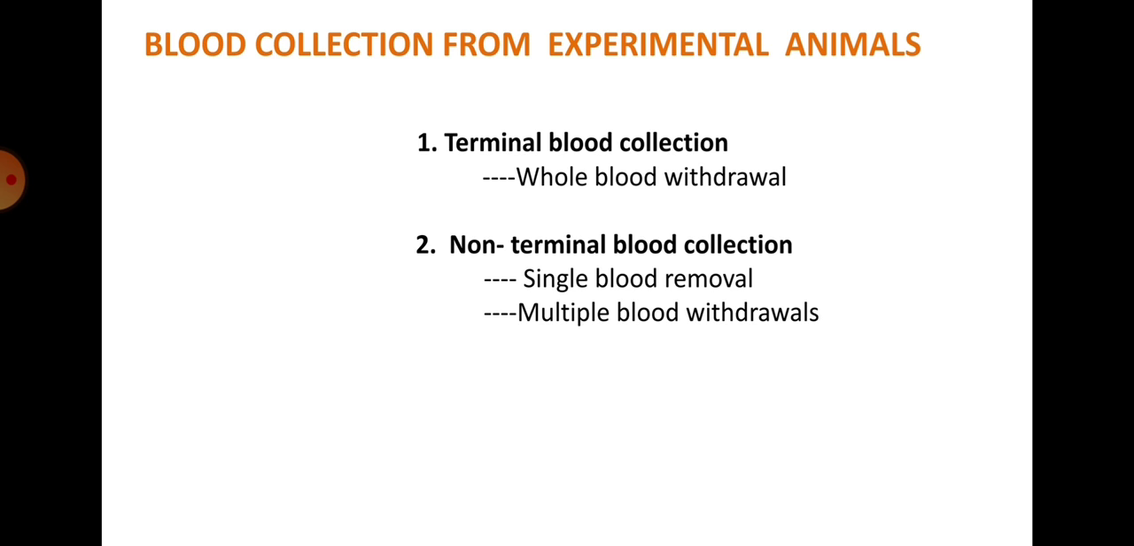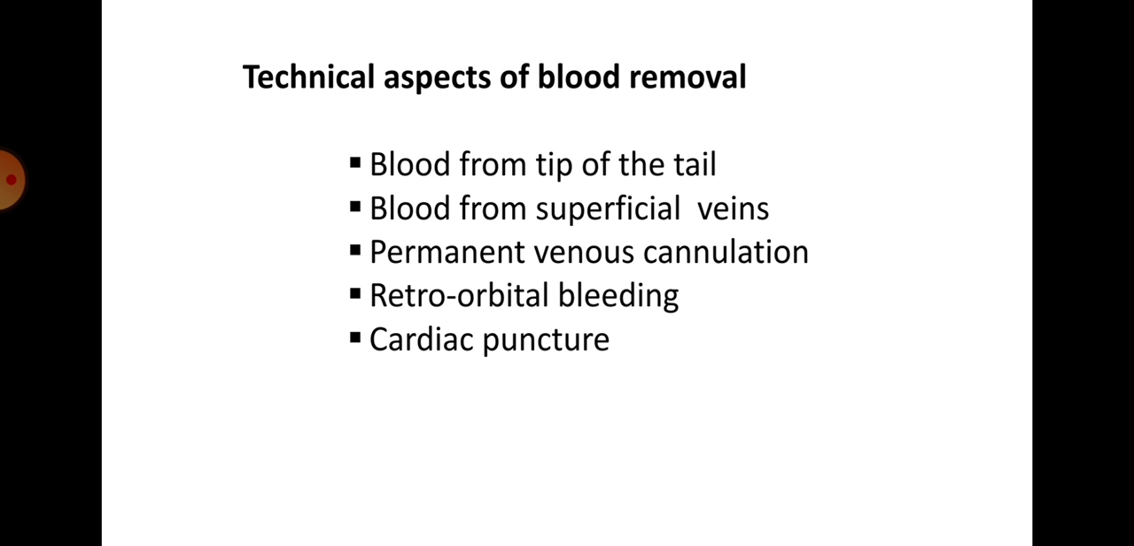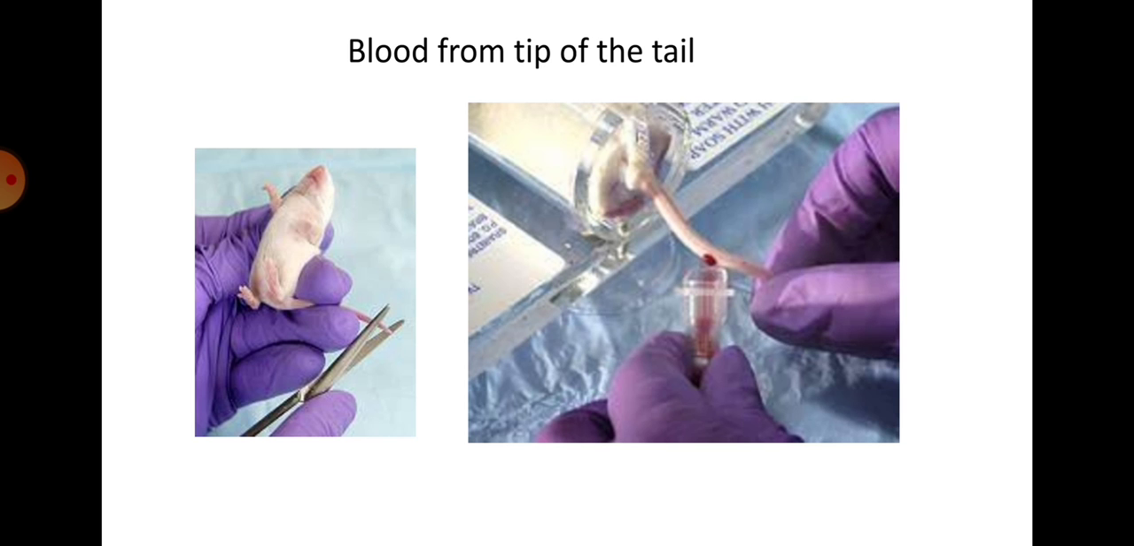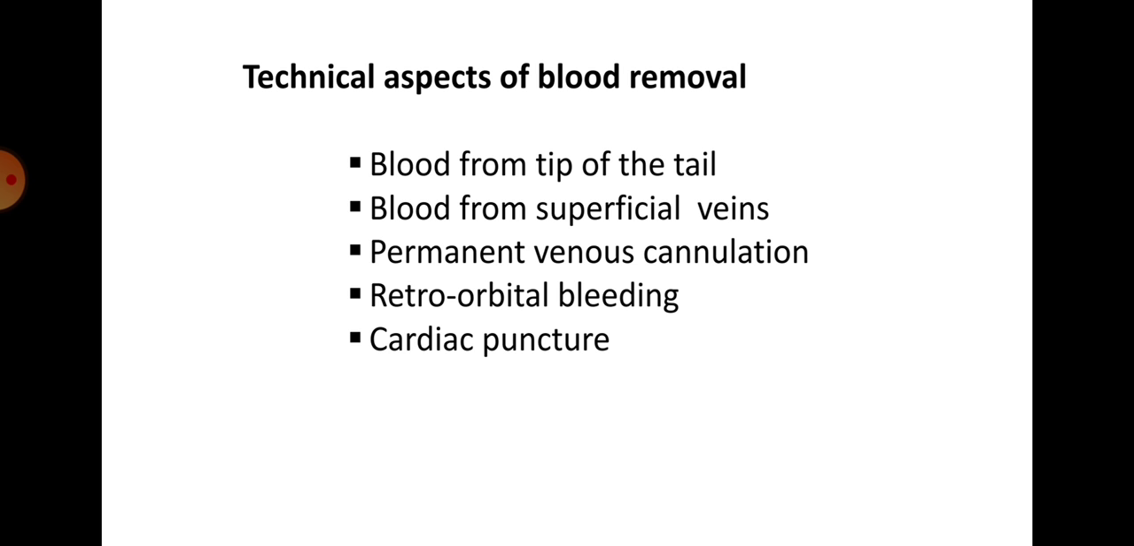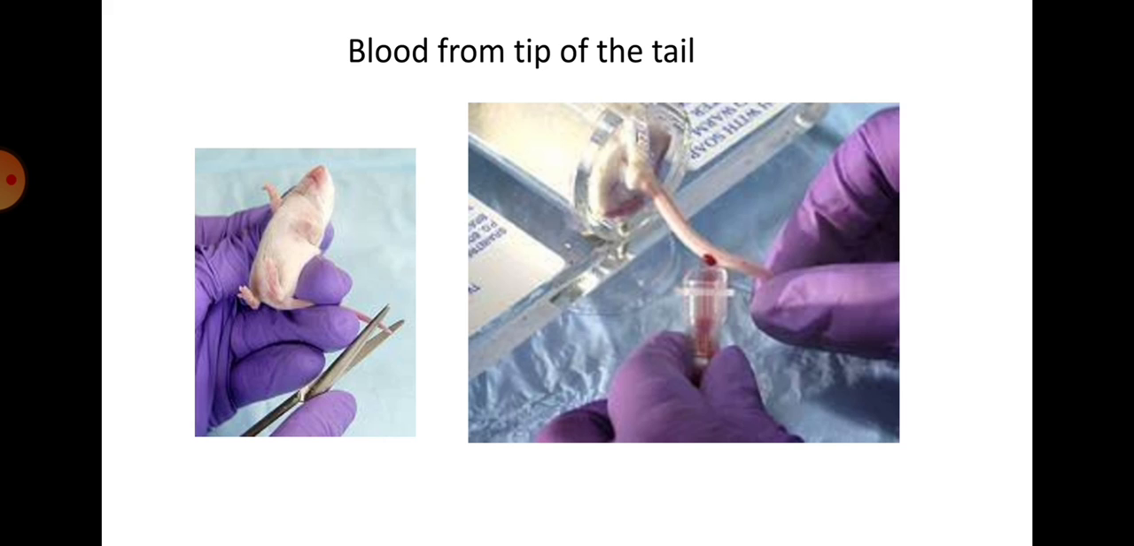A single withdrawal up to 15% of total blood volume can be repeated after 3 to 4 weeks from the normal healthy animal. So coming to technical aspects of blood removal, one is removal of blood from the tip of the tail. So as you can see here, just pricking the tail or cutting the edge of the tail and collecting the blood sample. And second one is blood from superficial veins.